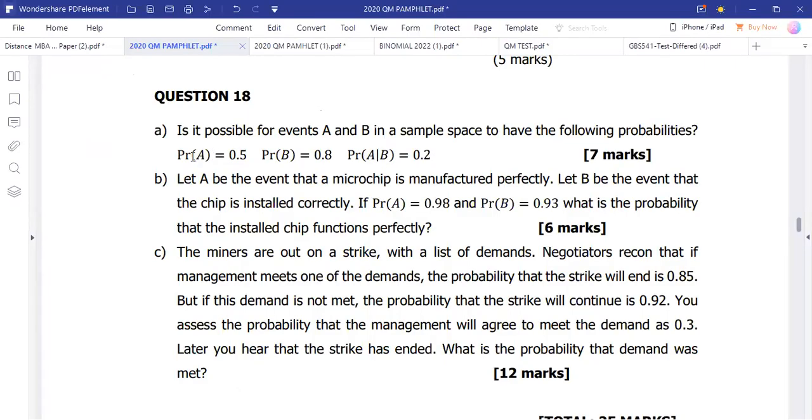Let's try this question, question number 18A. Is it possible for events A and B to be having a sample space? 7 marks.